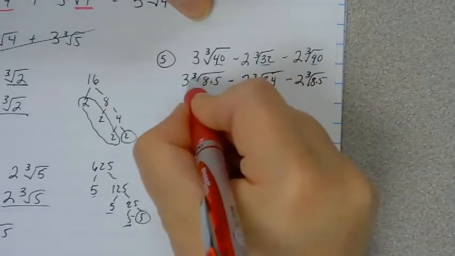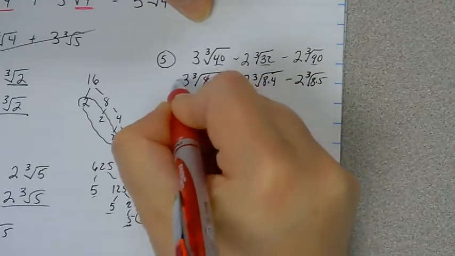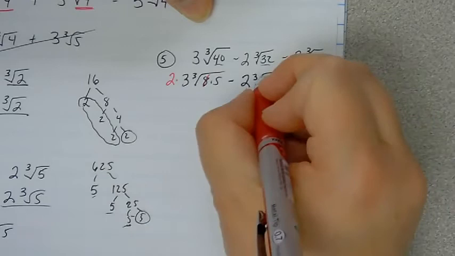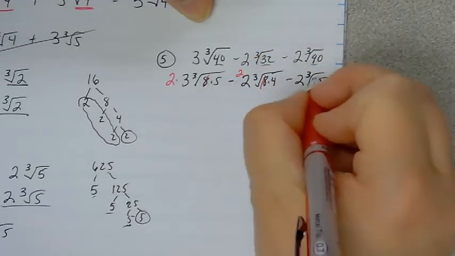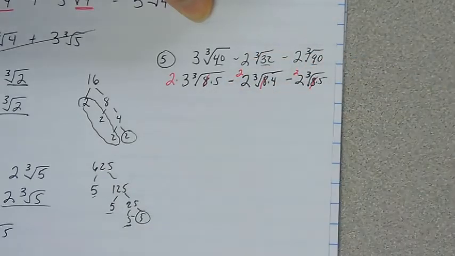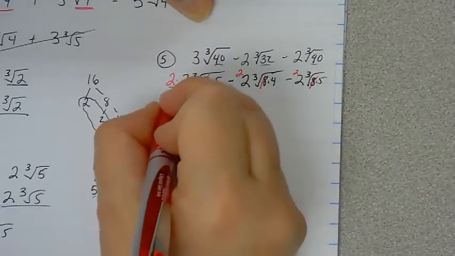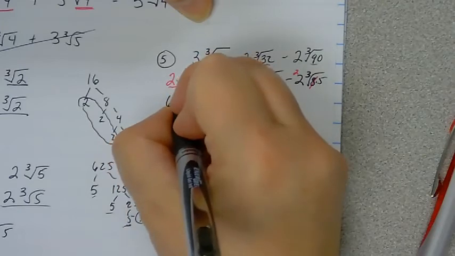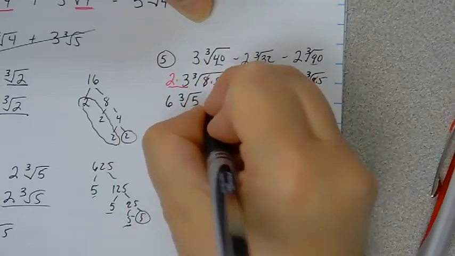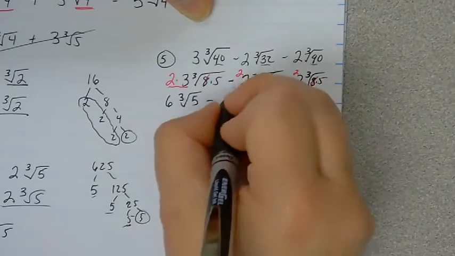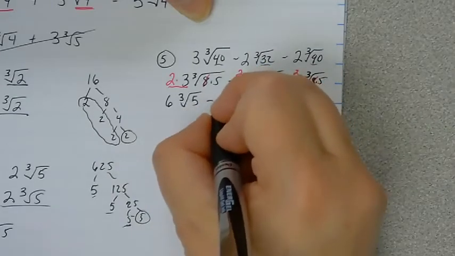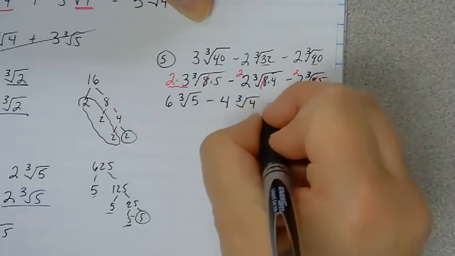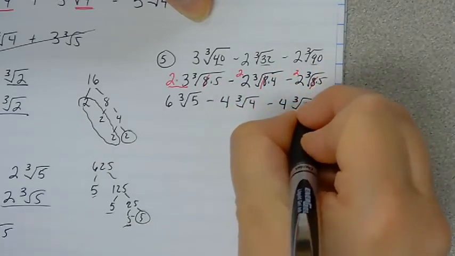So every time I see a cube root of 8, I'm going to cross off the 8 and put a 2 on the outside because the cube root of 8 is 2. So that's going to bring a 2 on the outside, and that's going to bring a 2 on the outside. And the 2 that I brought to the outside, I'm going to multiply times the number that's already there. So this would be 6 cube root of 5. I'm going to multiply the 2 that's already there times the 2. So it'd be 4 cube root of 4 minus 4 cube root of 5.